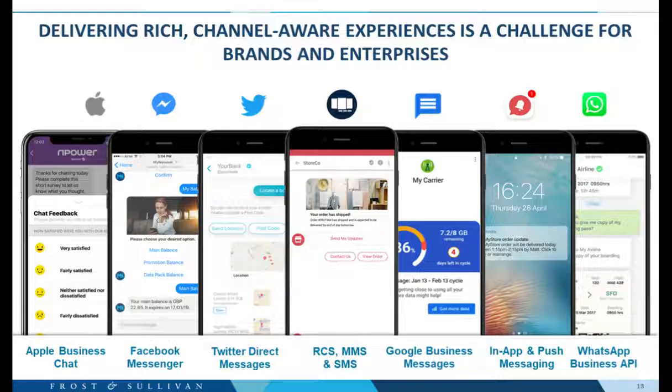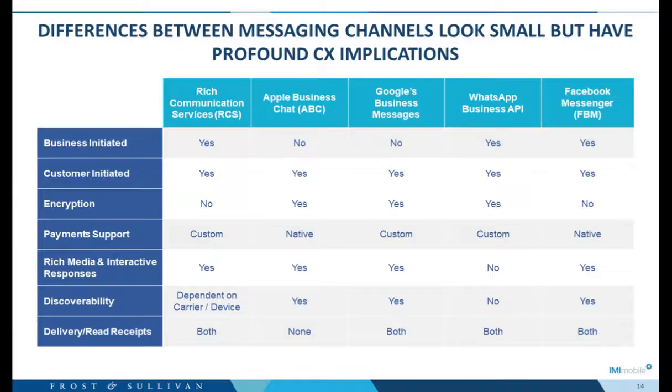Having that variety of channels also brings a challenge to the enterprise in managing the different experiences between the channels and managing the communication effectively. If we take a look at some of these channels, each one has unique characteristics that define it. RCS can be initiated by the customer or by the business. Apple Business Chat is more initiated by the customer, where the user is reaching out to the enterprise. The same applies to Google Messages.